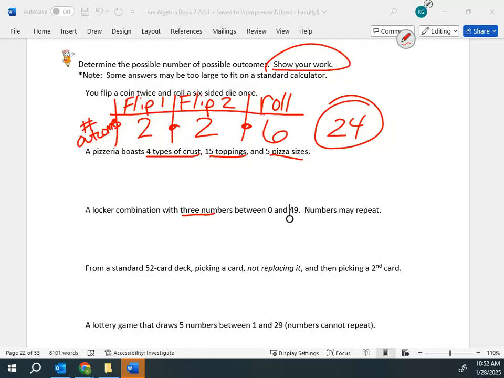Make sure you're paying attention. Can something repeat? Are we not replacing it? Not replacing changes our numbers. Think about that bag with all of our letters in it. If I can't put the F that I picked out back in the bag, I'll have a different amount of letters for the next one.